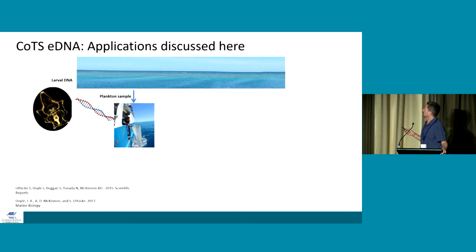When we talk about COTS DNA, we have two different main applications which always confuse ourselves and listeners to our presentations. We have what we call the plankton DNA, so that's looking for larvae in the plankton. That's when we're going out in summer season, during the reproductive season. We take plankton samples with plankton nets, and we then quantify the amount of larvae in those.